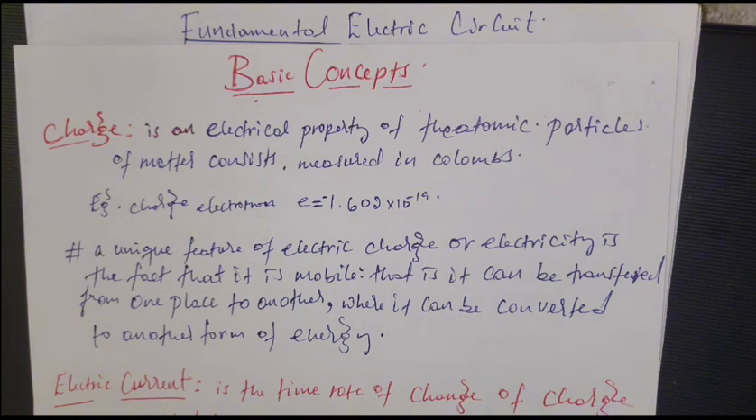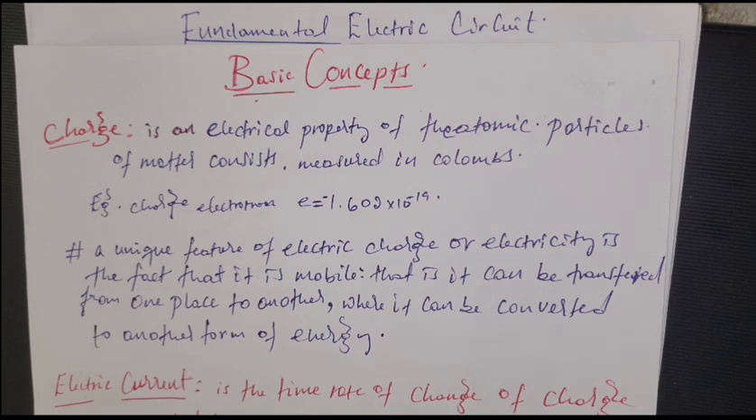The charge of the particles is measured in coulombs. So an electron has 1.6 times 10 raised to minus 19 coulombs, and the proton has the positive of the electron, having the same amount of charge, but different polarities.